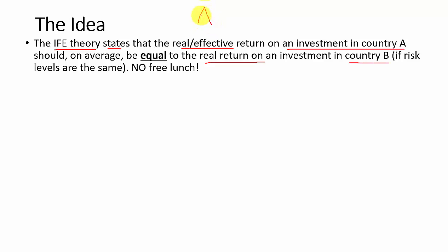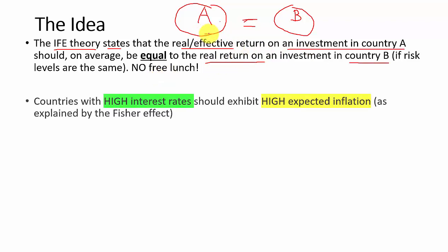So basically, if you have two similar projects and you invest in A or B, regardless of which country you choose, the rate of return should be about the same, right? It means there is no free lunch. If you want a higher return, there must be a difference. You may have to assume more risk, okay? Or expose yourself to a better investment opportunity to get a better return. If they are similar, you should have the same return. That is the idea behind IFE.